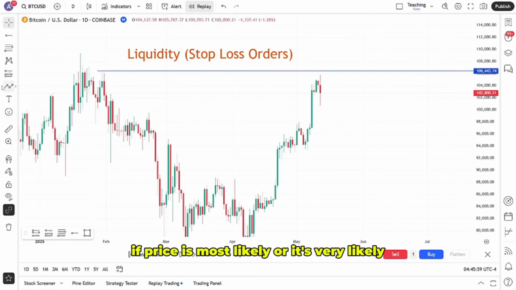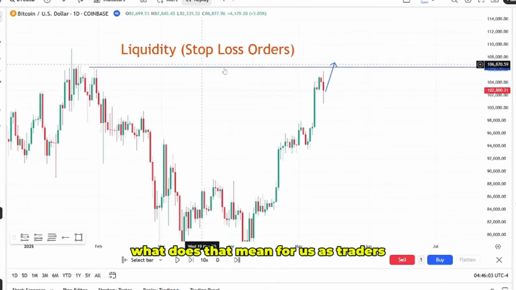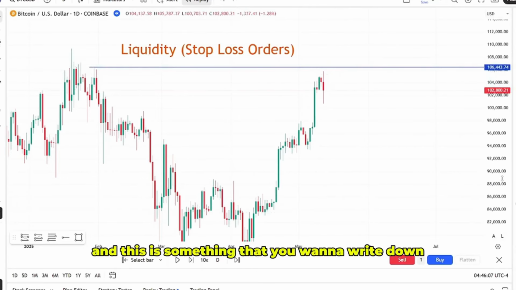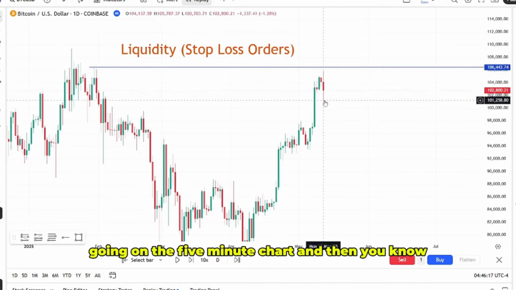If price is very likely to come and take out this high here, what does that mean for us as traders? How do we actually make money from this? What it means, and this is something that you want to write down in your notes, is that we are bullish and we only want to look for longs, right? Super important.